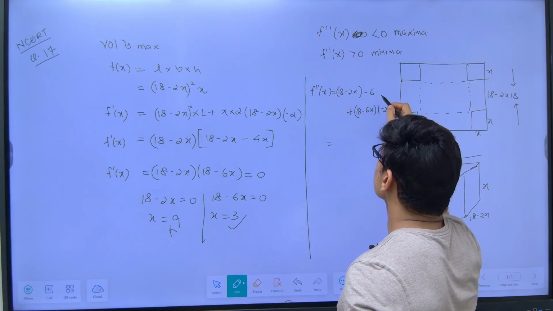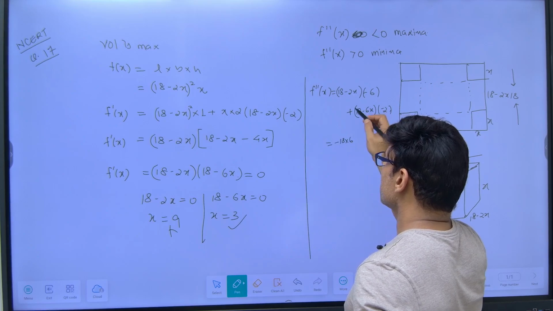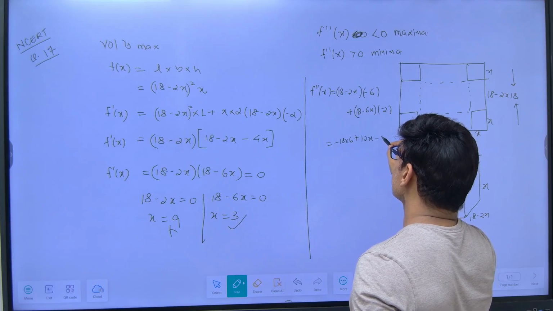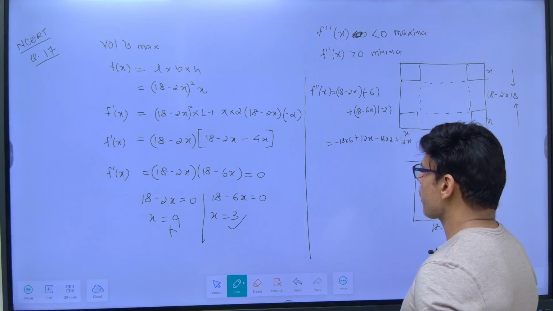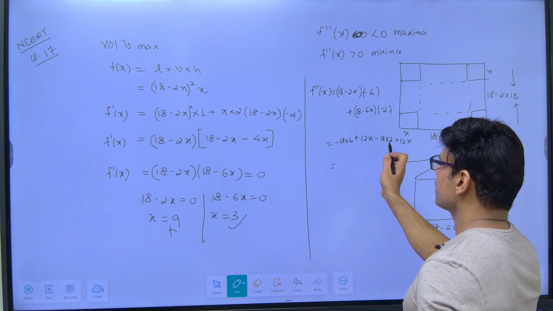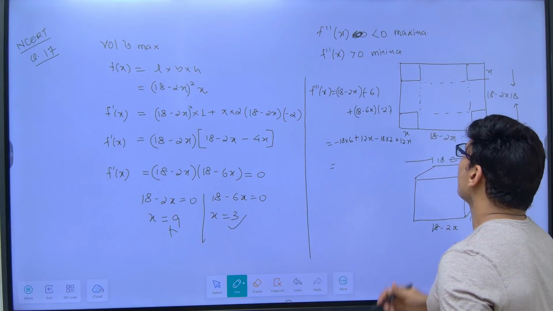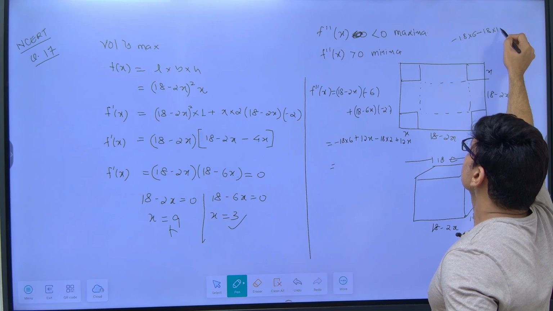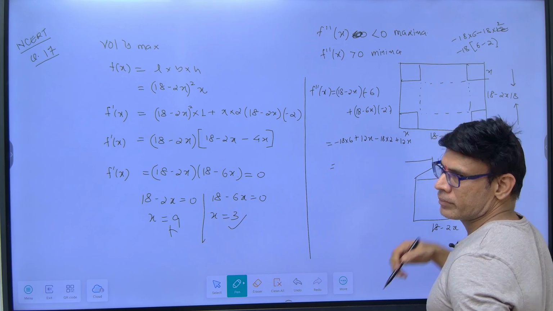So this is minus 18 into 6, don't calculate this, plus 12x minus 18 into 2 plus 12x, right? Now x is there, but minus 18 is common and 6 plus 2 is 8. You have minus 18 into 6 minus 18 into 2. If you take minus 18 common, then 6 minus 2, which is 4.